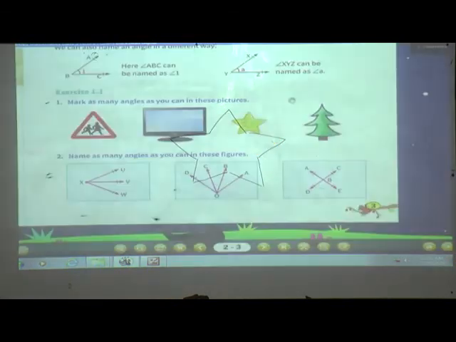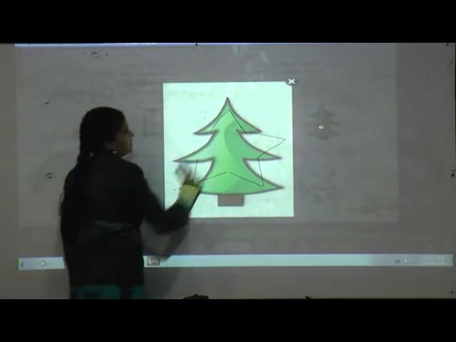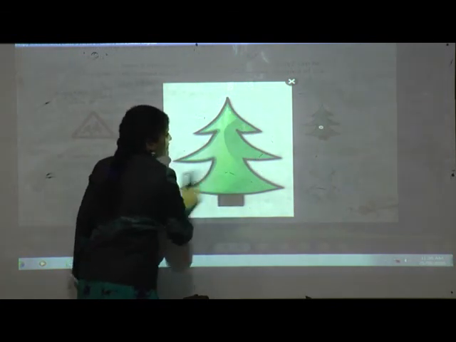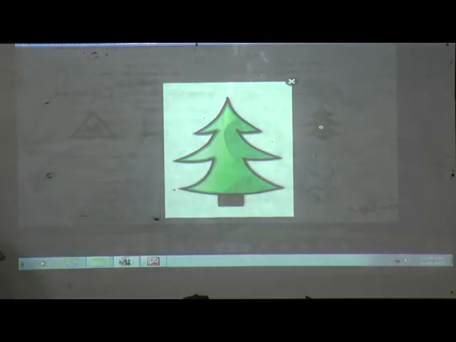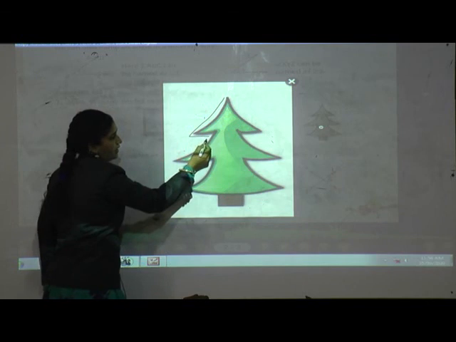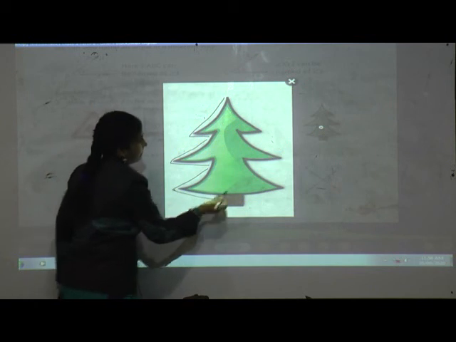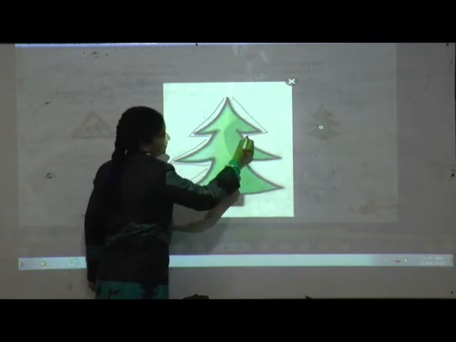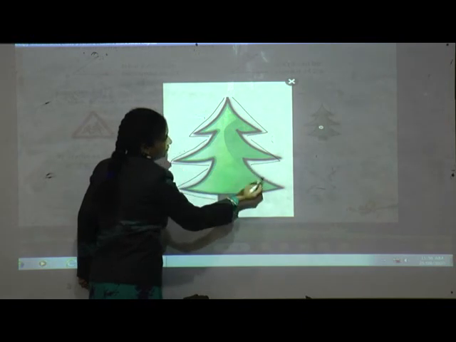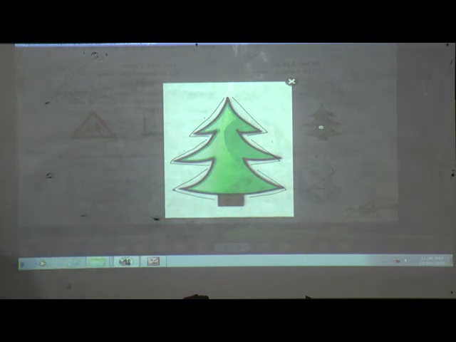Again, what is this? This is a Christmas tree. So we have to find angles. See, here it is making an angle, again here. See, there are so many angles. Okay, here we have completed our first question.